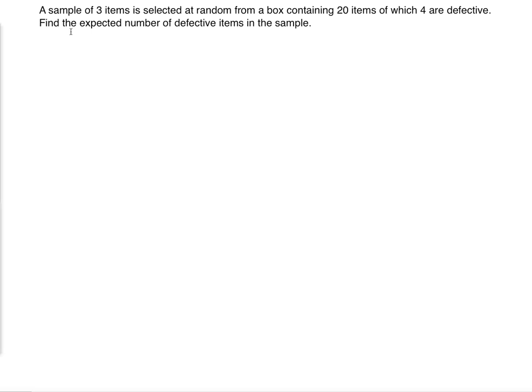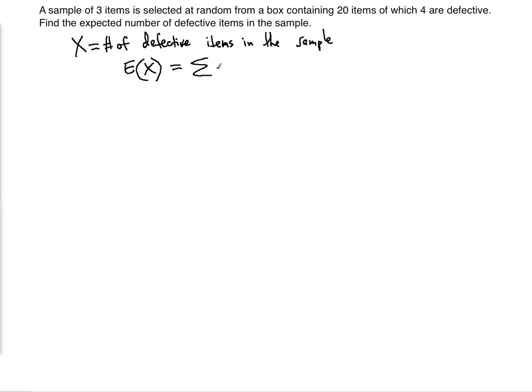So, the first thing is that you want to let x be the number of defective items in the sample. And from the definition of the expected value, because you want to get the expected number, the expected value is notated like this, and that's equal to the sum of the products of the x values multiplied by the respective probabilities of those x values.